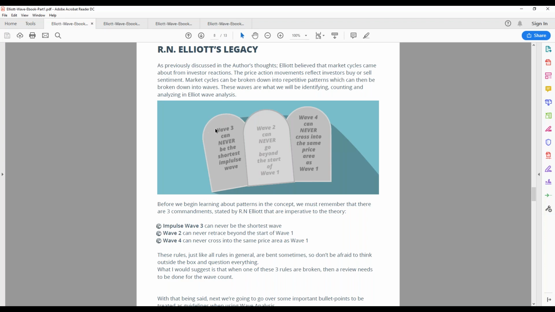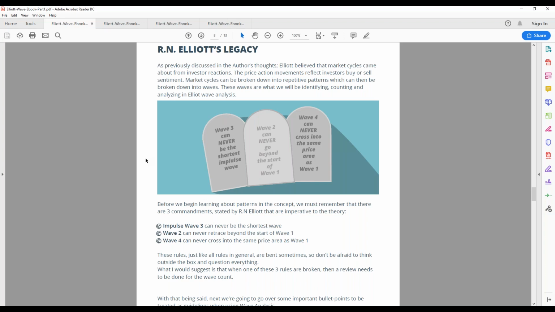which you have in front of you right here. These are the three main rules which R.N. Elliott left us with as a legacy. So wave 3 can never be the shortest impulse wave, regardless of the structure. Even if it's a leading diagonal in an A or 1, or an ending diagonal in a C or 5, it does not matter. Wave 3 mustn't be the shortest impulse wave.